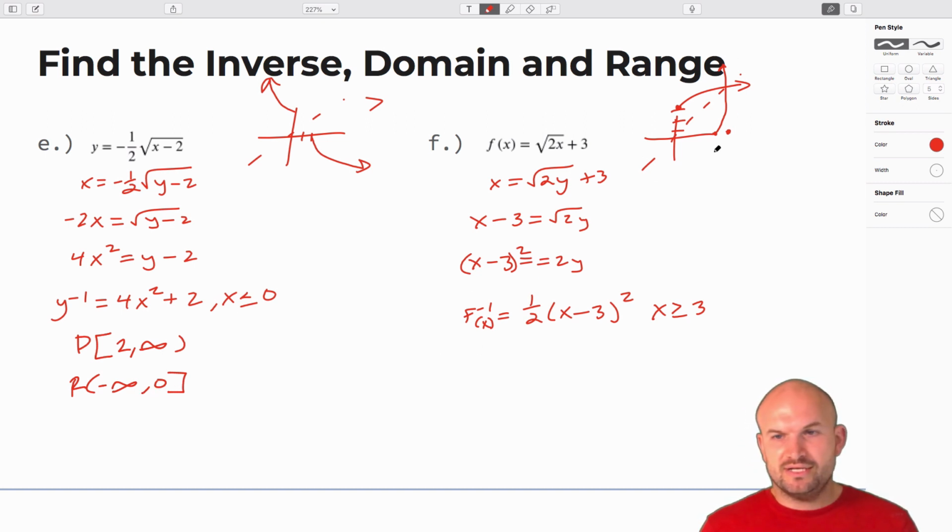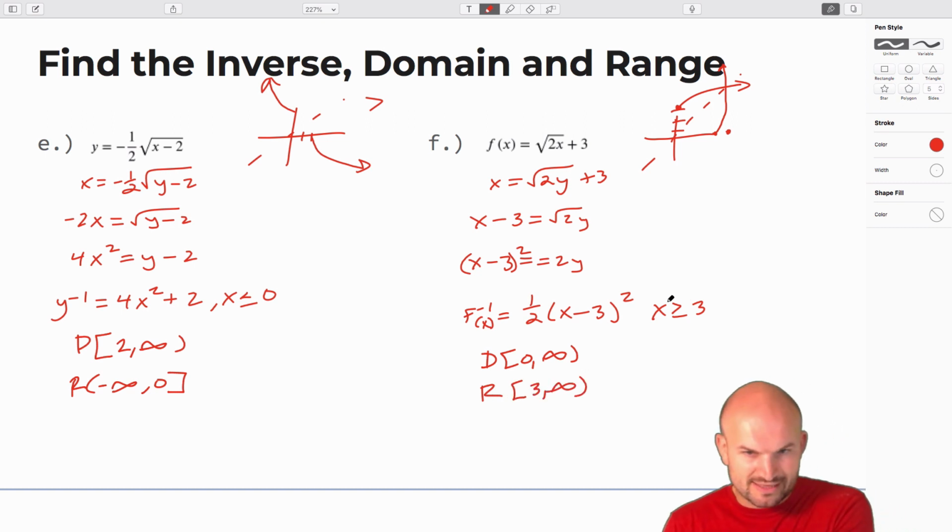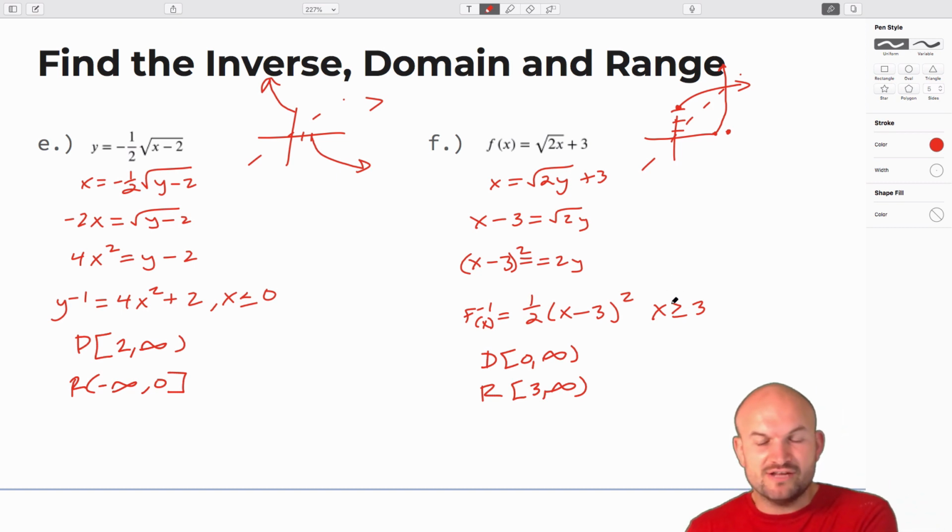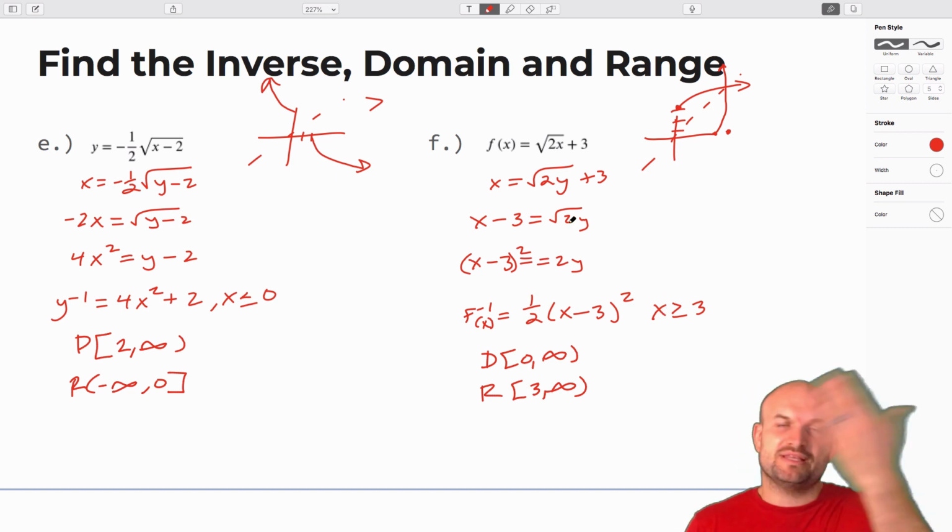Again, let's look at another one. Here, this is my original graph. So the domain here is 0 to infinity. And my range in this case is going to be 3 to infinity. And if you look at this, again, the domain of the inverse function is 3 to infinity, which would be the range of my function.